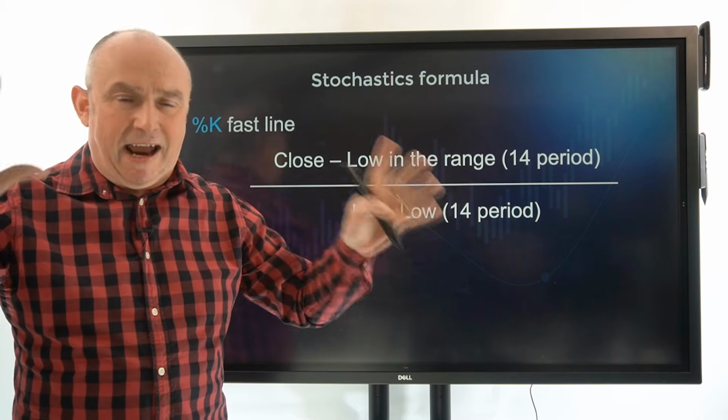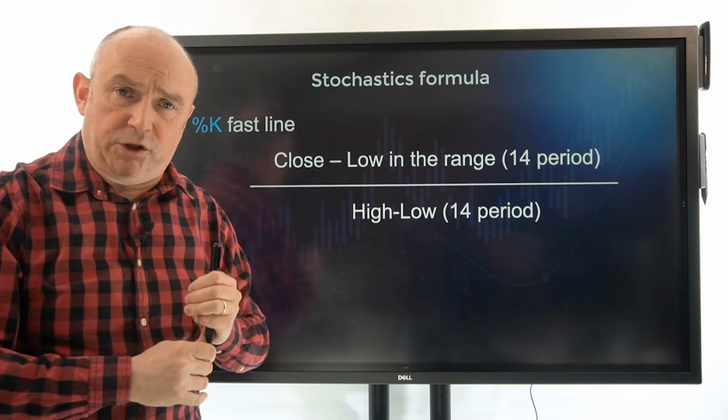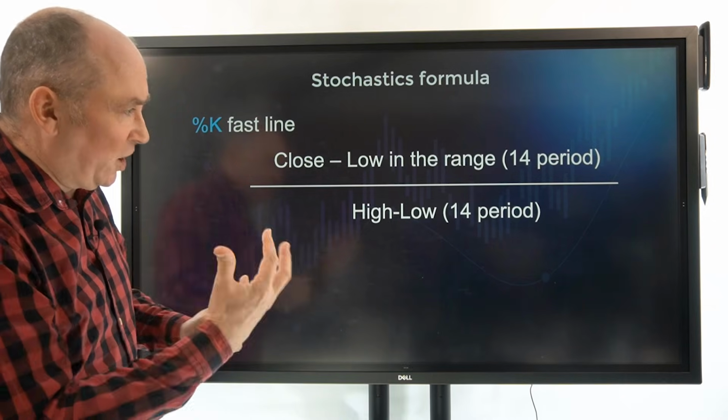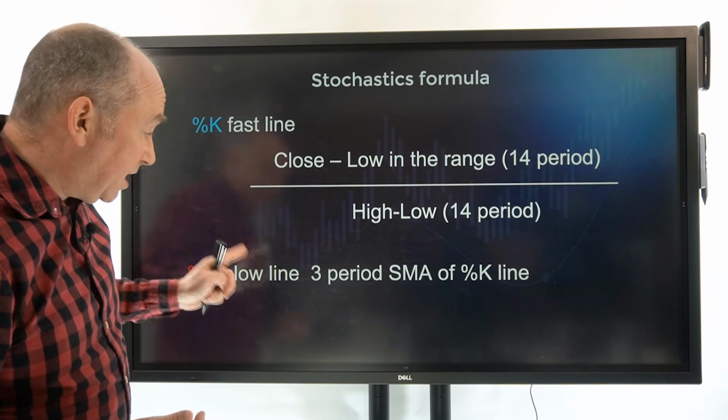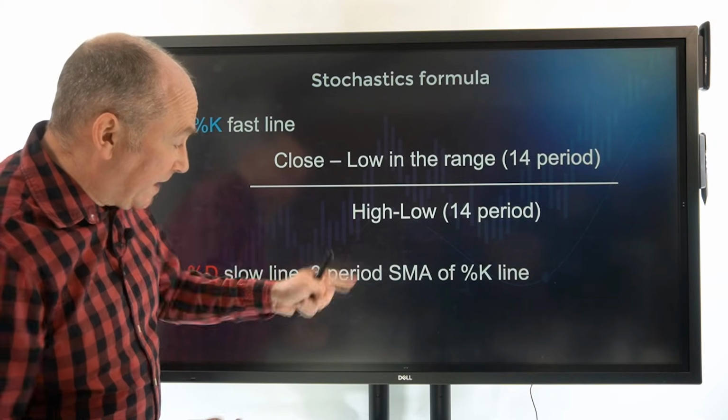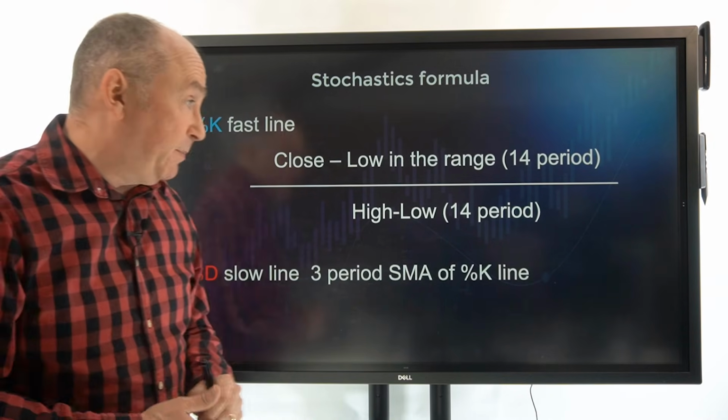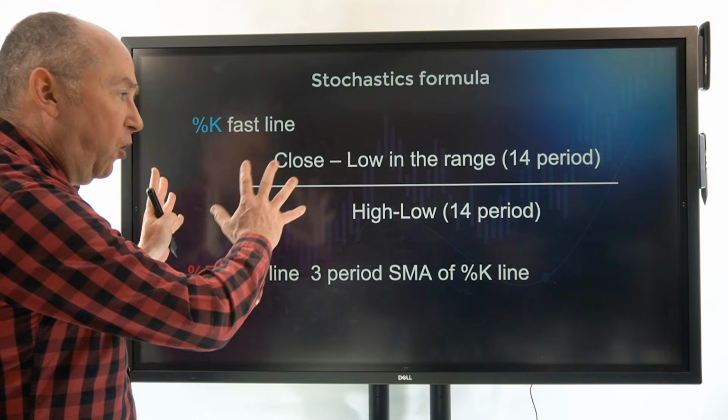Don't worry too much about that. That's enough as I want to say about that. I'll show you on a chart in a moment exactly what it is showing you, and it'll make it a lot clearer. And obviously the percentage D line is the slow line, and that's the 3 period moving average of the percentage K line. So they're the formulas.